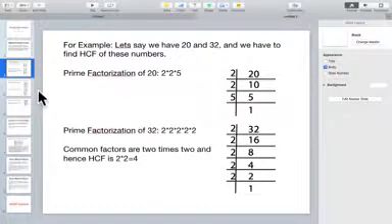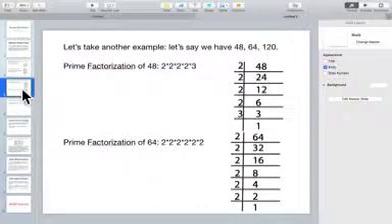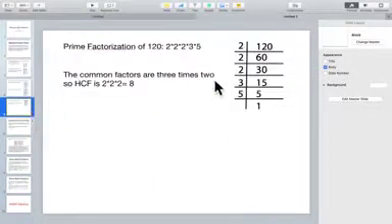Let me explain with another example. It will make the concept much clearer. Let's say we have 48, 64 and 120. We have three numbers and we have to find the common factor of these three numbers. So the prime factorization of 48 is 2 into 2 into 2 into 2 into 3. Prime factorization of 64 is 2 into 2 into 2 into 2 into 2 into 2. And prime factorization of 120 is 2 into 2 into 2 into 3 into 5.